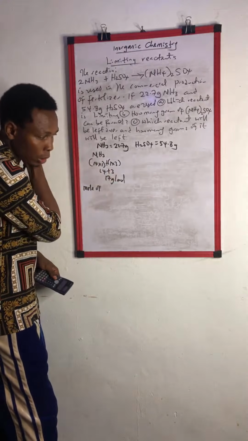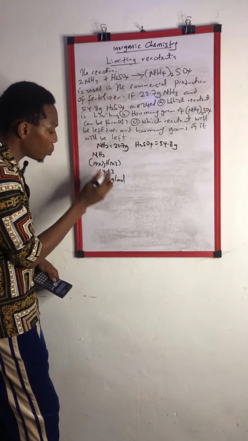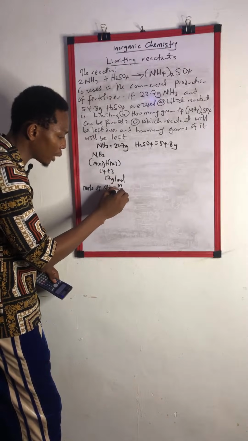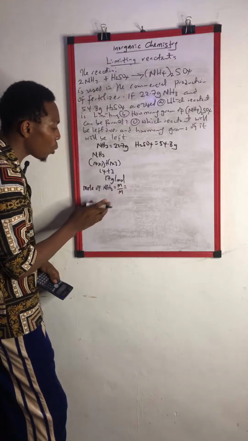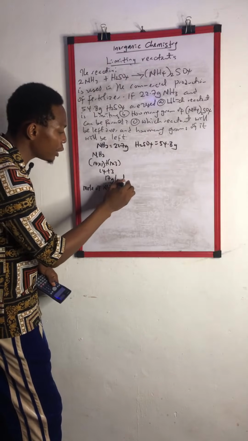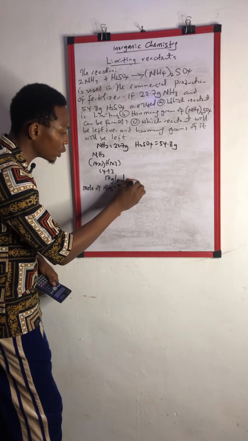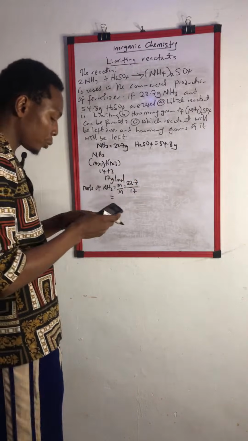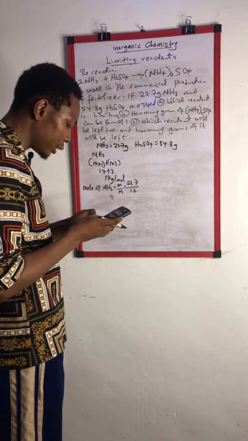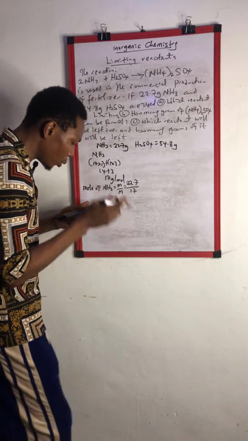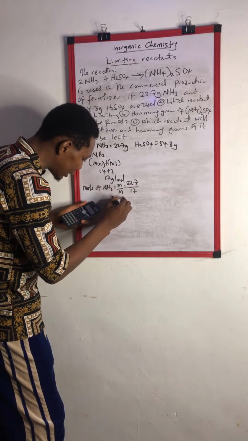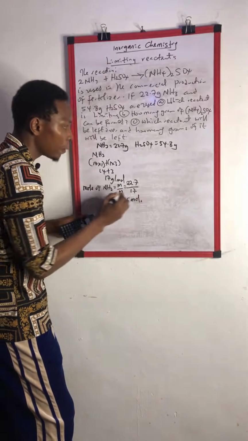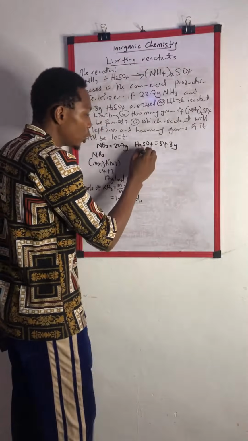So to look for the mole of what? The mole of NH3. Remember, it's mass over molar mass. So what's the mass of it? The mass we are given is 22.17 divided by 17. So we have 1.335 moles.